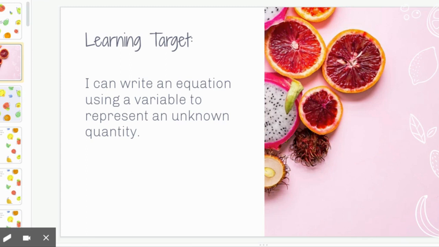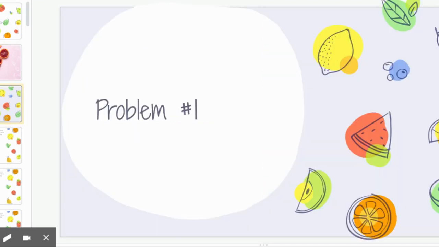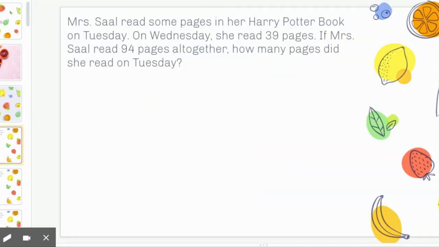This is going to look a little bit different than when you just solved word problems in the past. This time we're going to focus on what is happening in the problem and then write an equation based on the context of the problem and the situation of the problem. So I'm going to walk you through the steps one by one to really help you understand how we write equations in algebra. So problem number one.